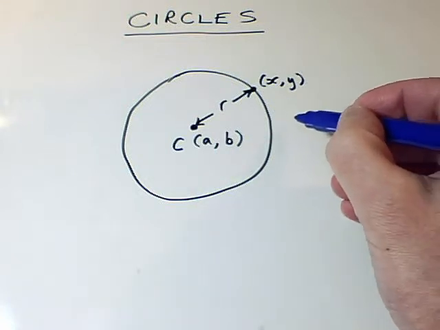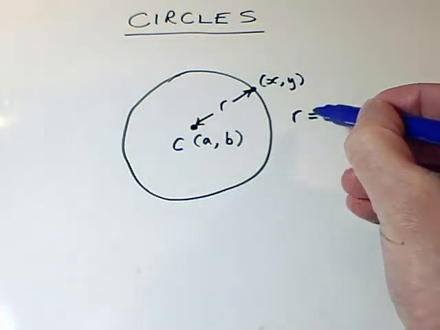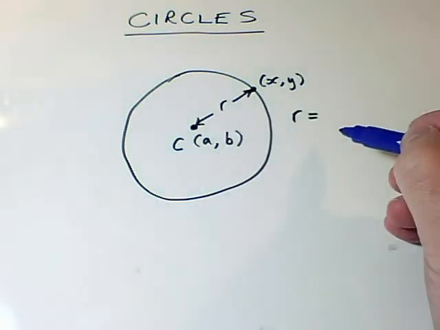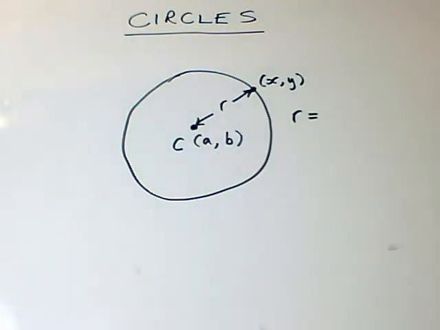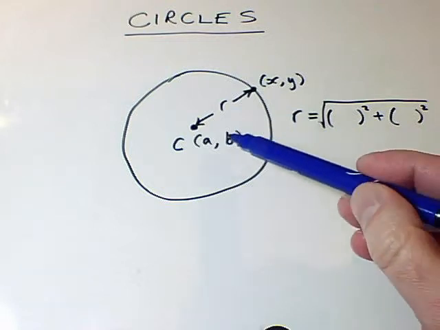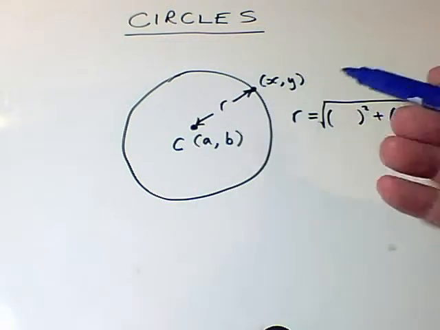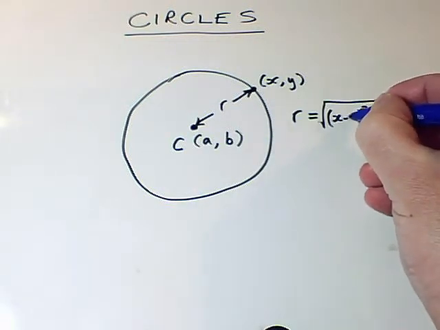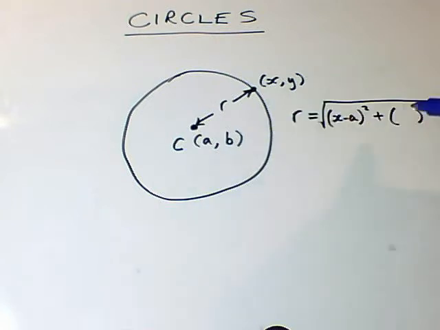I know that the distance r between (a, b) and (x, y), I'm going to apply a formula we learnt in the previous section, is the square root of the difference in x squared plus the difference in y squared. And the difference in x, well, my x coordinates are x and a, so I subtract them to get x minus a, and I do the same with the y coordinates to get y minus b. So this is actually the equation of my circle.